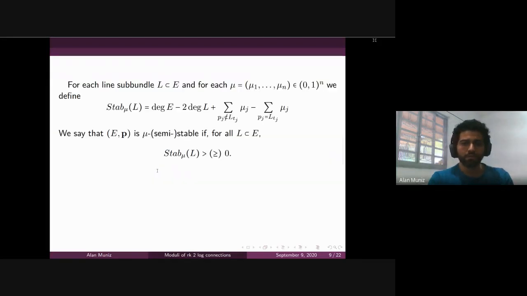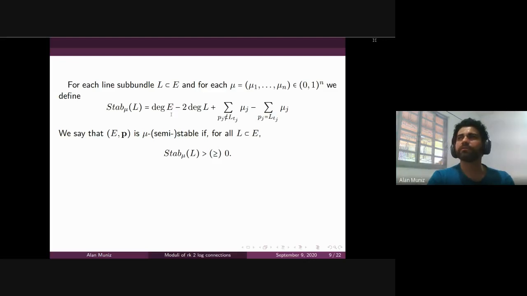For this kind of object, we define a stability condition: for each line subbundle L of E, we take n real numbers between 0 and 1, and define this stability condition as the degree of E minus 2 times the degree of L plus a weighted signed sum of weights, depending on whether the parabolic directions we have fixed are contained in the line bundle or not.